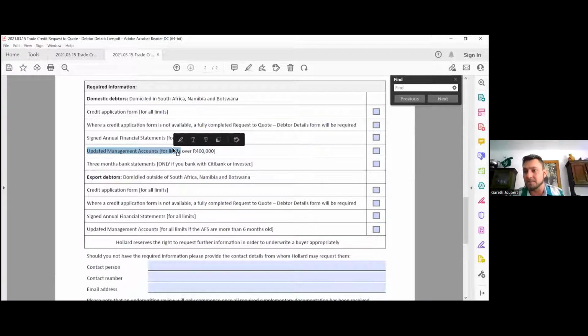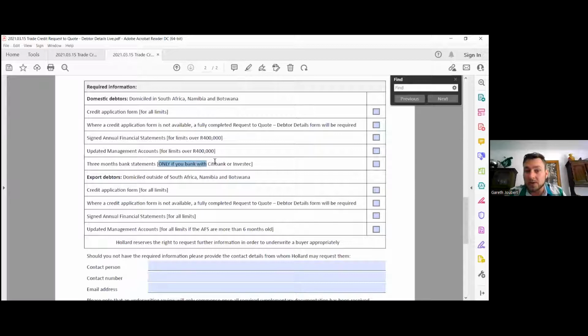Okay, up to date means we'd prefer the management accounts to be no older than 3 months, but in reality, 6 months would be acceptable. But again, the more updated information, the quicker we can make a decision. Okay, 3 months bank statements.